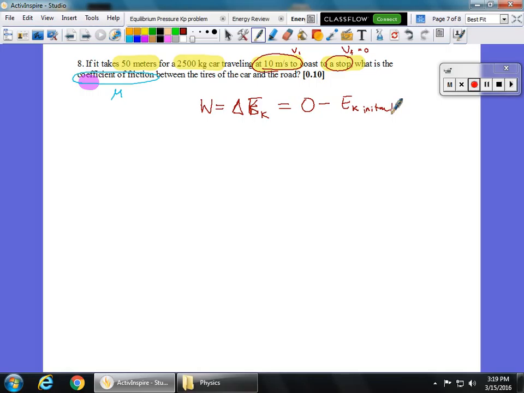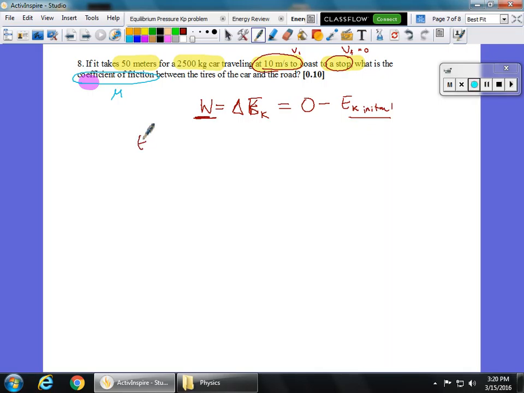We're going to start in this case by taking a look at the calculation of this kinetic energy right here. We're going to need to do that first, because if we look over here, here's our work. We can't find that. We have a distance, 50 meters, but we don't know what the force of friction is, and friction is what's going to be slowing this down. So we're going to start by finding this initial kinetic energy.